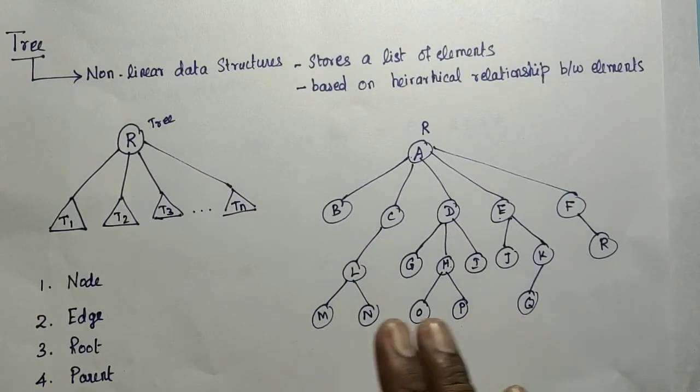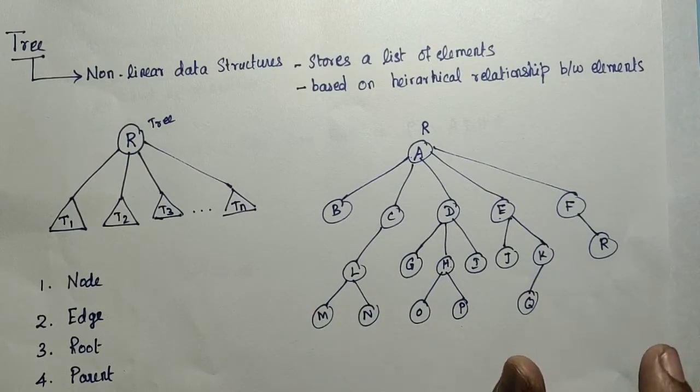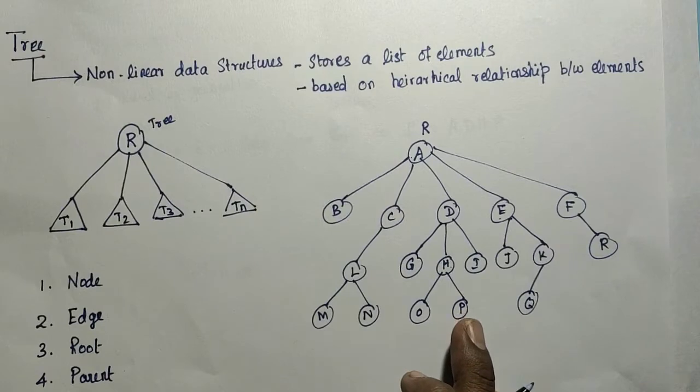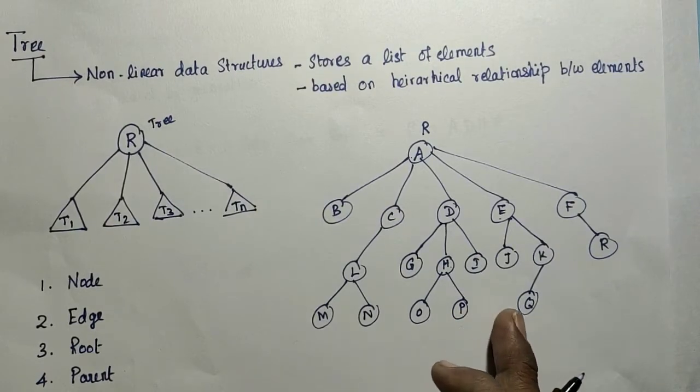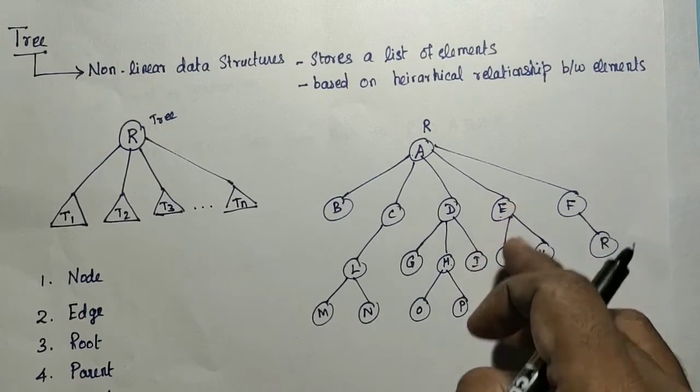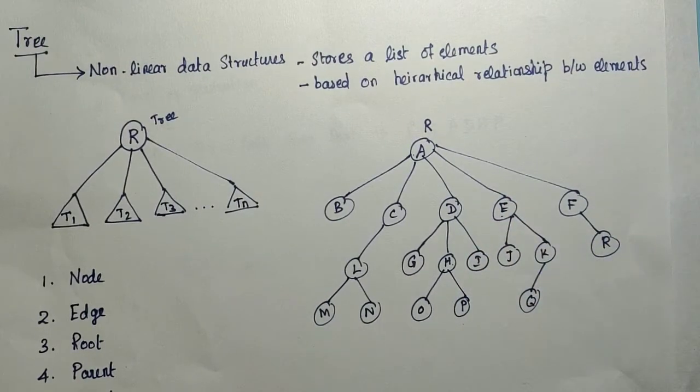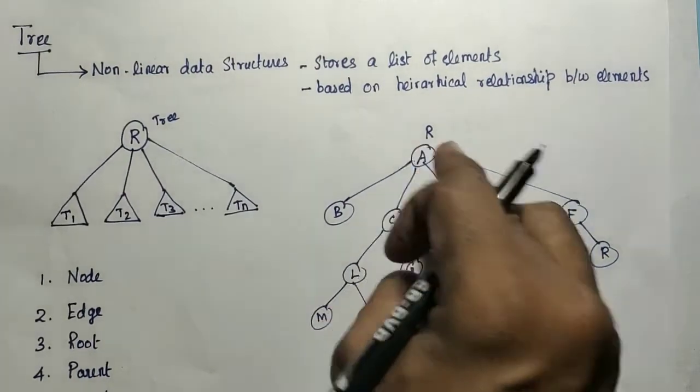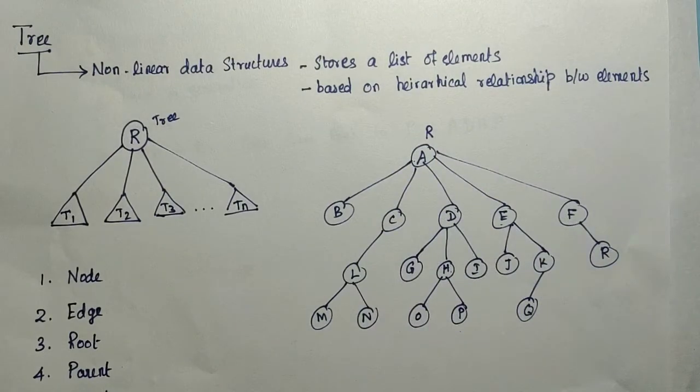The path will not be available between each and every pair of elements. Be clear, the path will not be available for each and every pair of nodes. For example, if you want to reach Q from P, it is not possible because Q is present in some other tree that you cannot reach. So P to Q or P to E cannot be reached. Even P to A itself we cannot reach. I cannot go back.